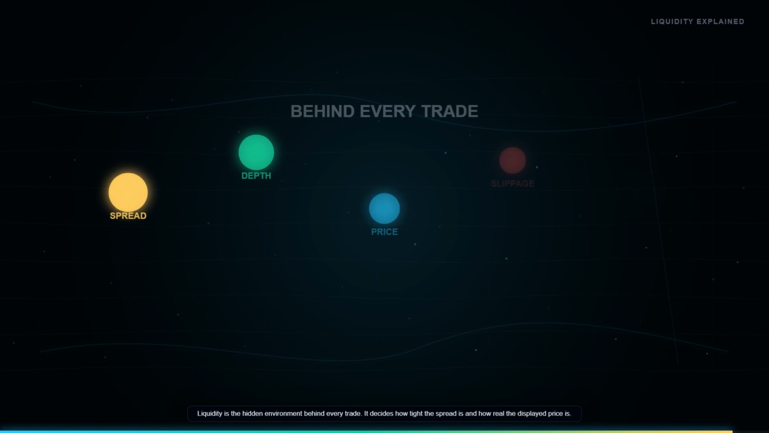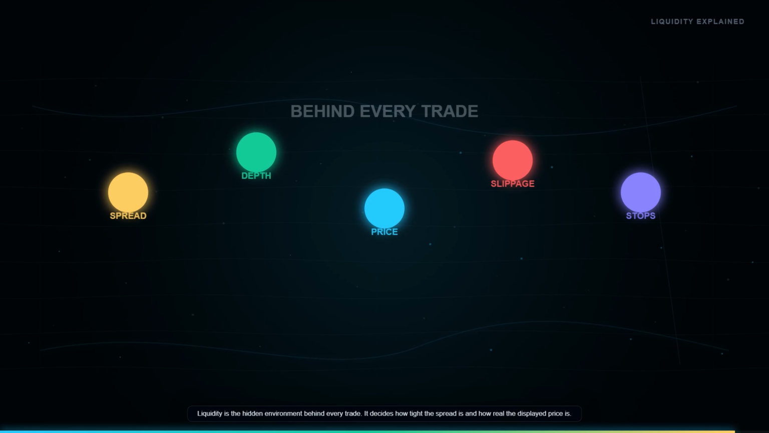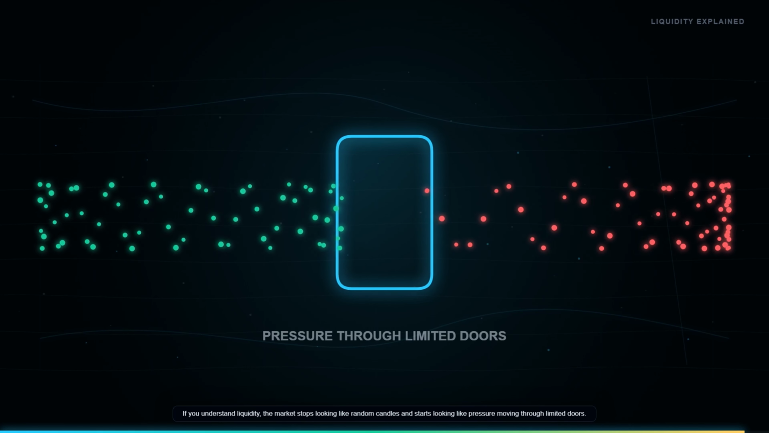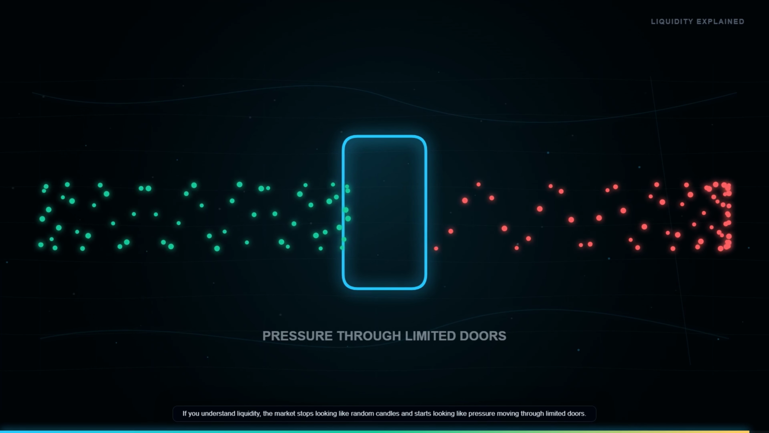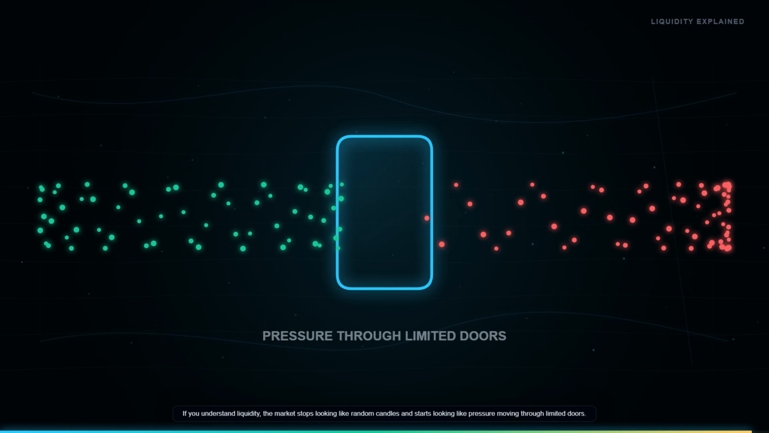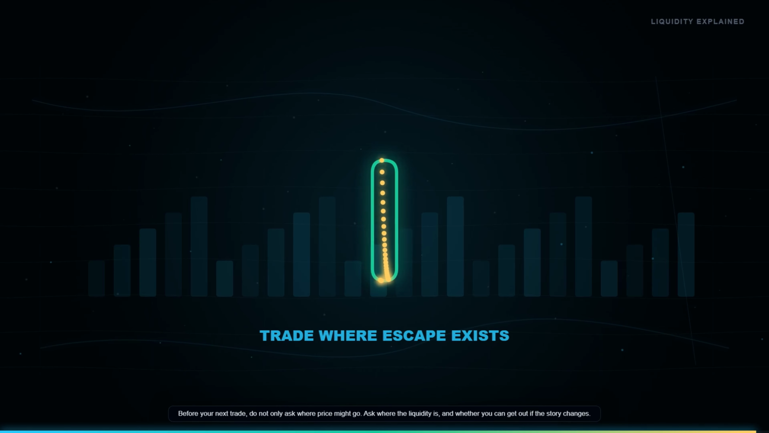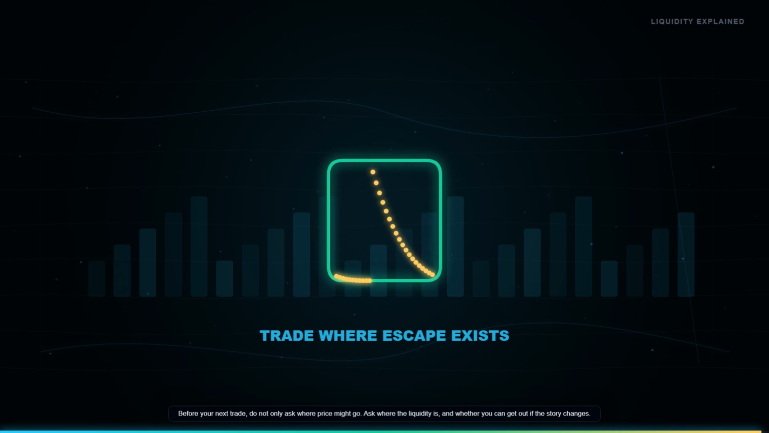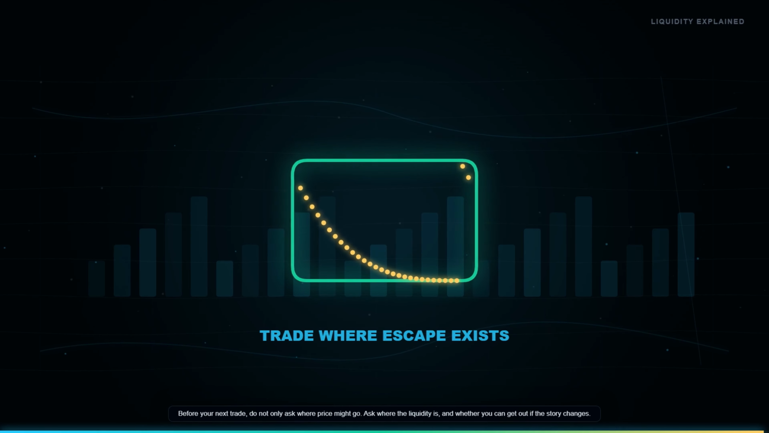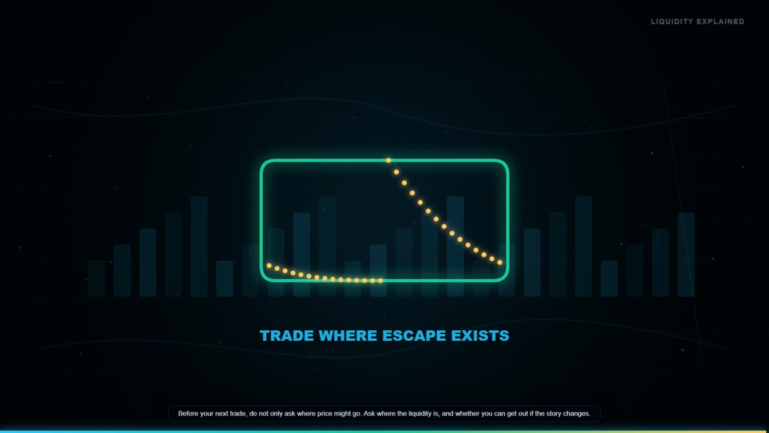Liquidity is the hidden environment behind every trade. It decides how tight the spread is and how real the displayed price is. If you understand liquidity, the market stops looking like random candles and starts looking like pressure moving through limited doors. Before your next trade, do not only ask where price might go, ask where the liquidity is and whether you can get out if the story changes.